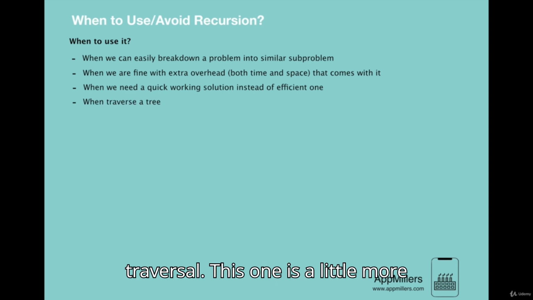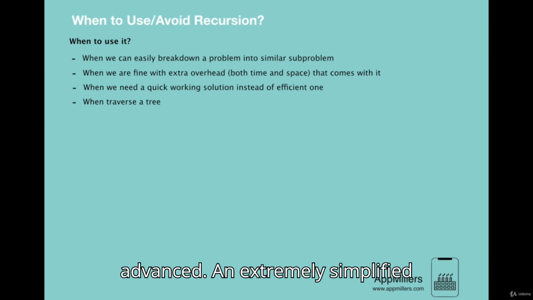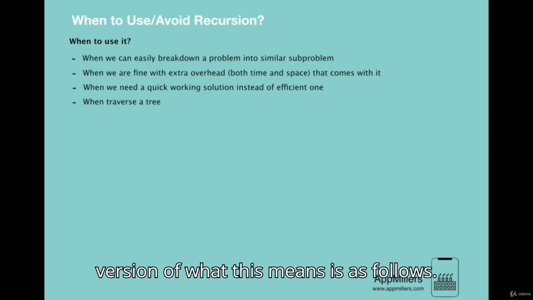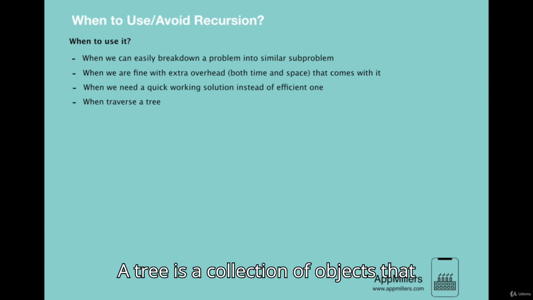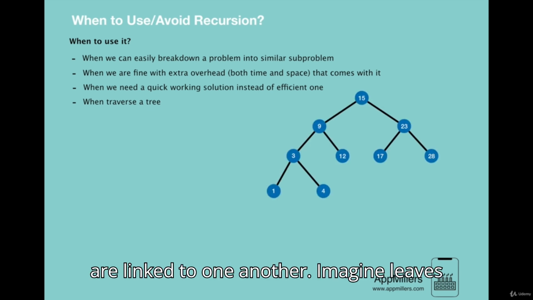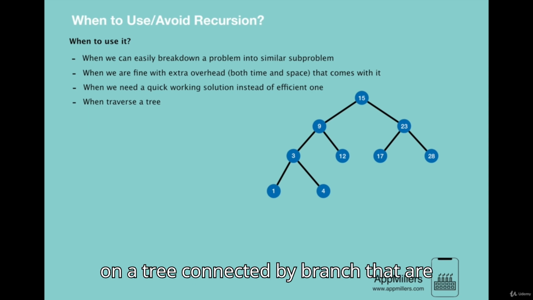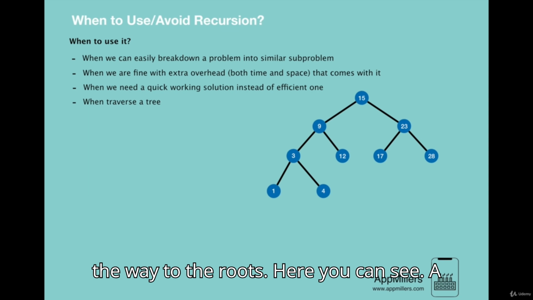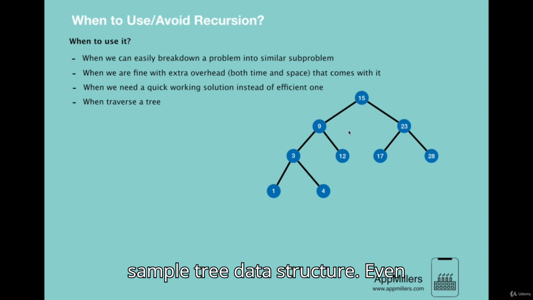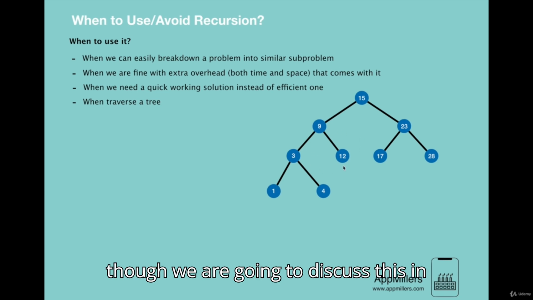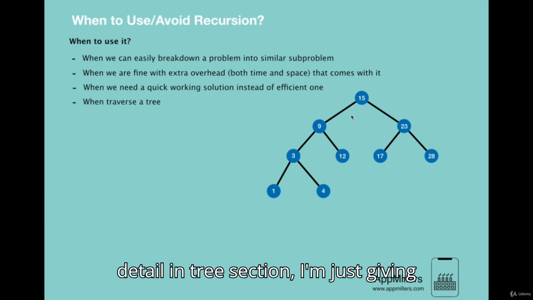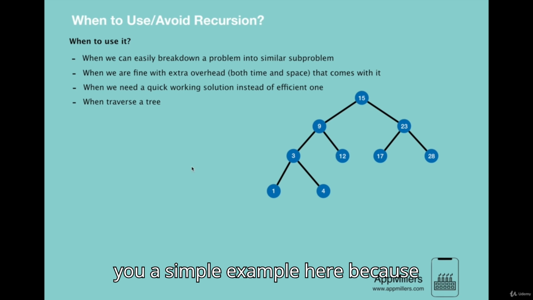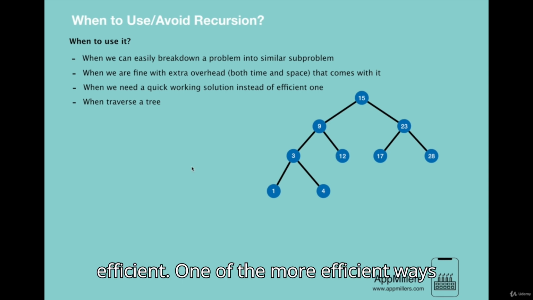It's better at tree traversal. This one is a little more advanced. An extremely simplified version of what this means is as follows. A tree is a collection of objects that are linked to one another. Imagine leaves on a tree connected by branches that are connected to other branches all the way to the root. Here you can see a sample tree data structure. Even though we are going to discuss this in detail in the tree section, I'm just giving you a simple example here, because recursion in tree traversal is very efficient.